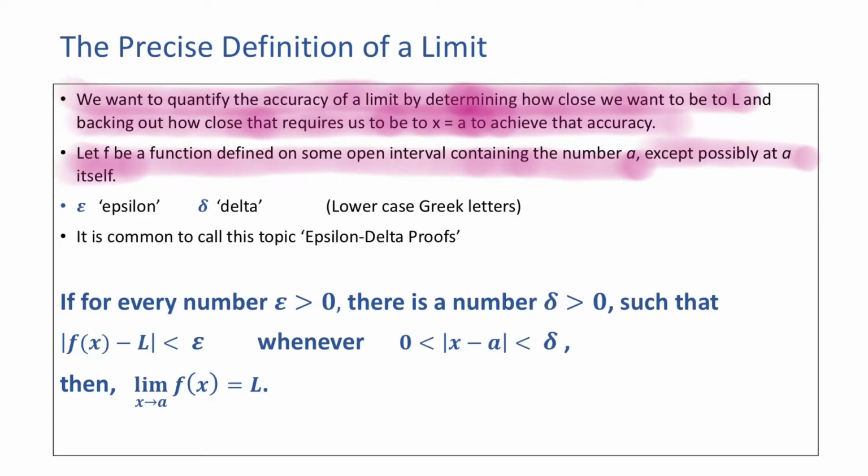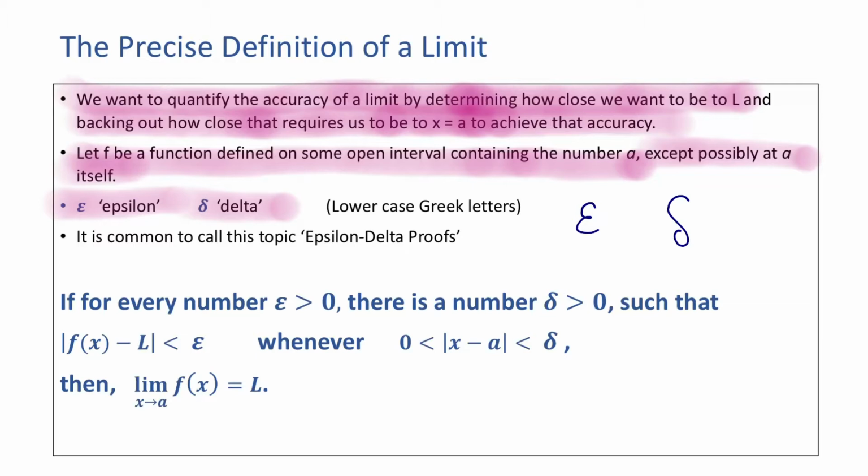So we use the Greek letter epsilon, that's a lowercase epsilon, and the lowercase delta. Let me just show you how to draw those. An epsilon, you draw it like that, and a delta, you draw it like that. Because we talk about epsilon and delta, those are the very small numbers that we're going to use to quantify how close we're getting to L and how close we're getting to a. We commonly call these proofs epsilon delta proofs.